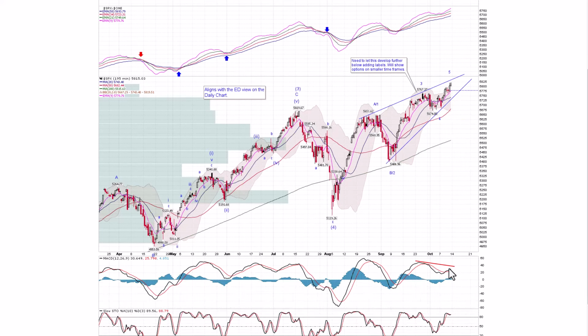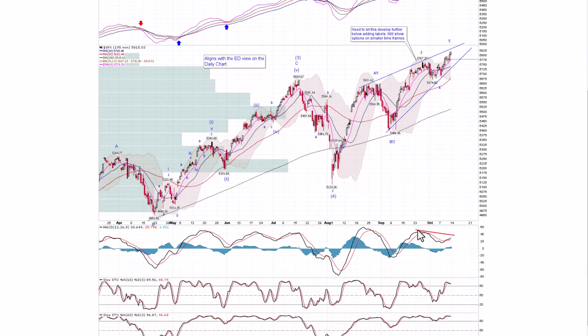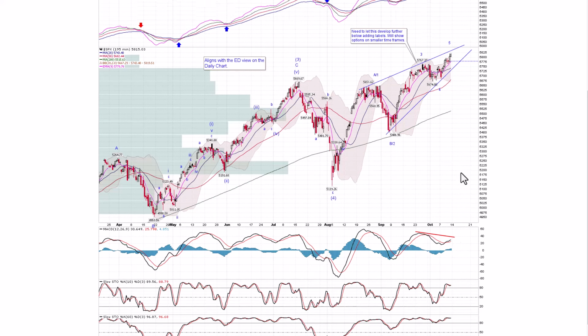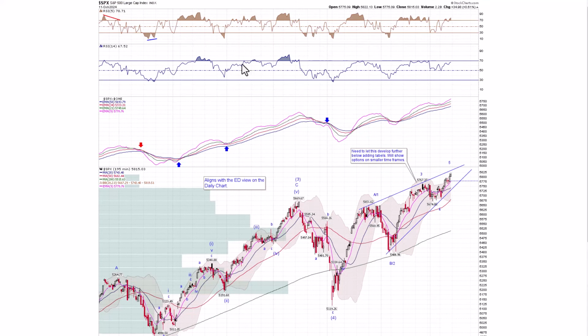We do have some MACD divergence. Here's another education: true wedge patterns always have MACD divergence. If they don't have MACD divergence, likely the wedge is not complete. So this is definitely something to be aware of that could play out for a pullback very soon, early this week. If price blows up through here, then it would negate it, but for now it's there.